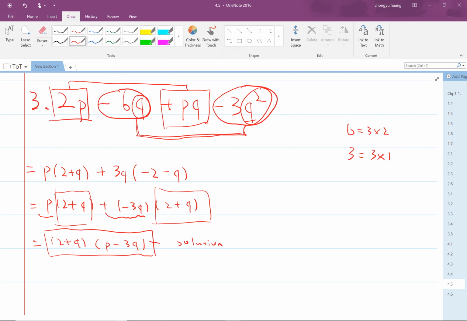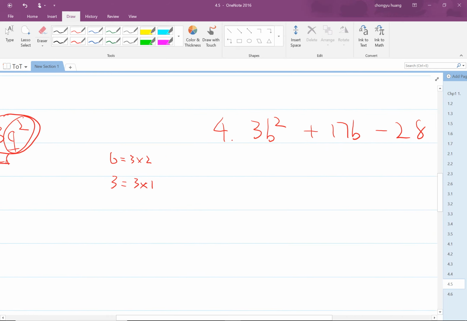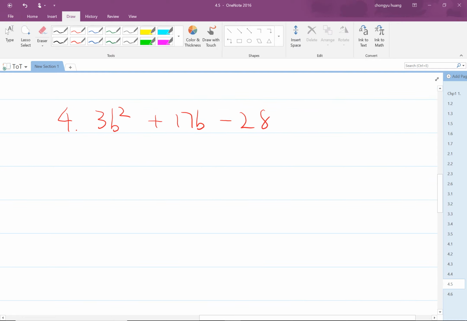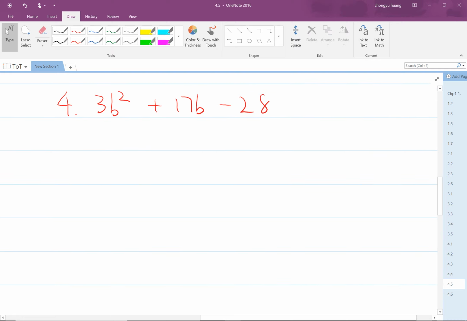So now let's move into question 4, I guess. For question 4, you look at this question and think, can I factor out some number or variable before I try to do some method stuff? And the answer over here is no, because you can see we have 3b squared and then 17b and then negative 28, and nothing is actually in common, so we cannot factor out anything. So we have to apply the method right away.